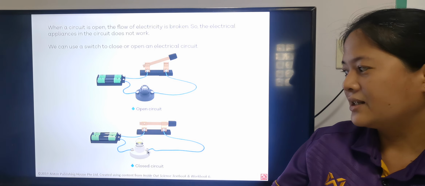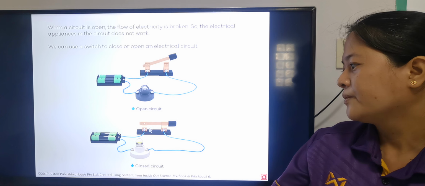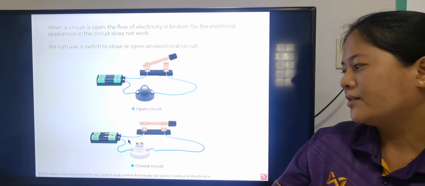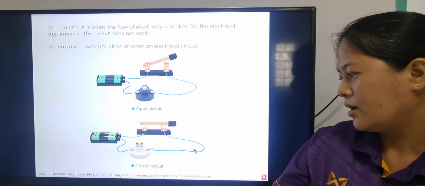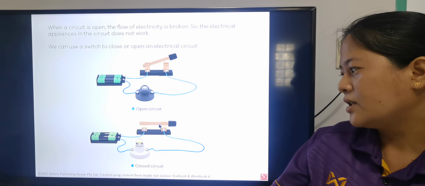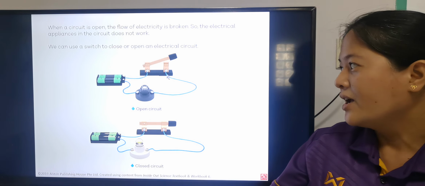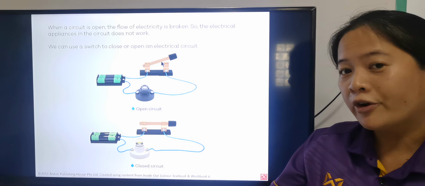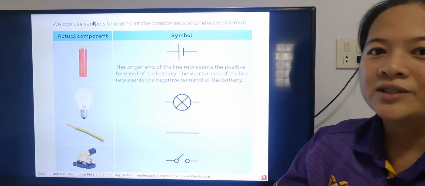Okay, and this is a closed circuit. So you see the difference? From the battery source, the electricity can flow through here, okay? So you see, a switch can make or break your electric circuit. It can make it complete or incomplete. Okay, so these are the symbols I told you.